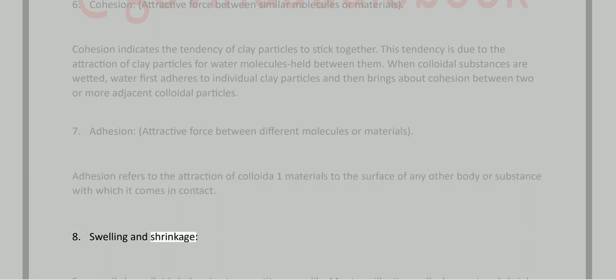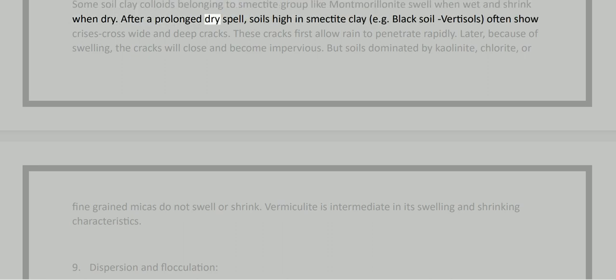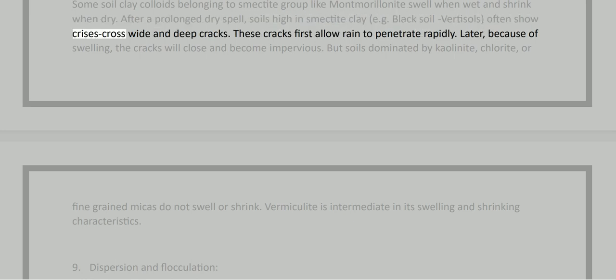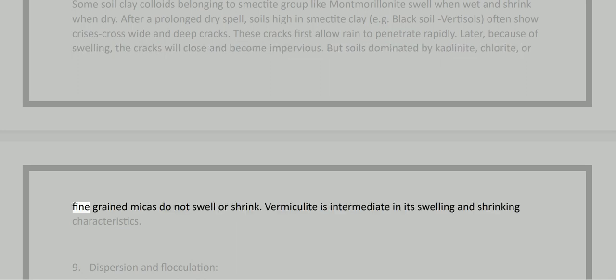8. Swelling and shrinkage. Some soil clay colloids belonging to the smectite group, like montmorillonite, swell when wet and shrink when dry. After a prolonged dry spell, soils high in smectite clay, e.g. black soil (vertisols), often show wide and deep cracks. These cracks first allow rain to penetrate rapidly. Later, because of swelling, the cracks will close and become impervious. But soils dominated by kaolinite, chlorite, or fine-grained micas do not swell or shrink. Vermiculite is intermediate in its swelling and shrinking characteristics.